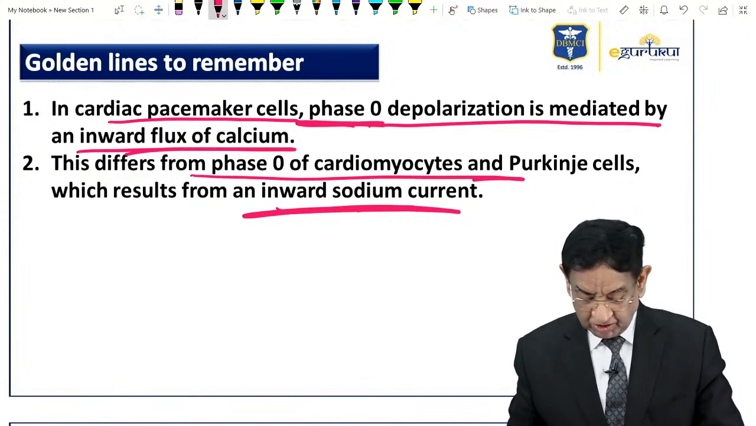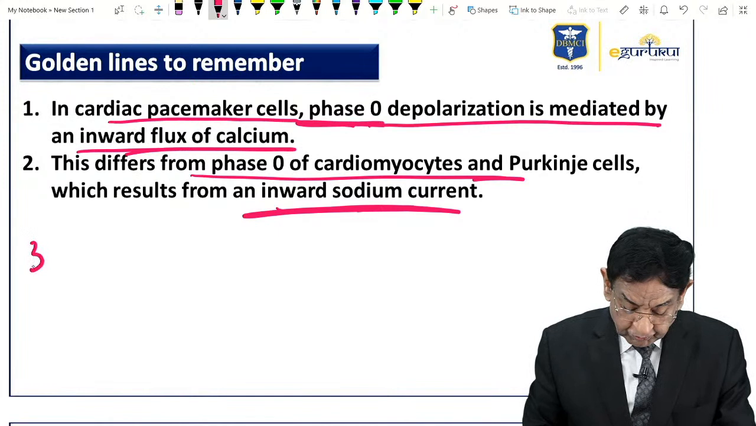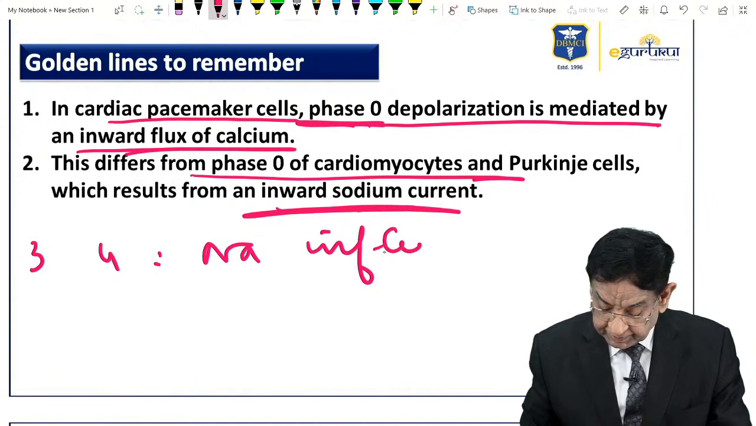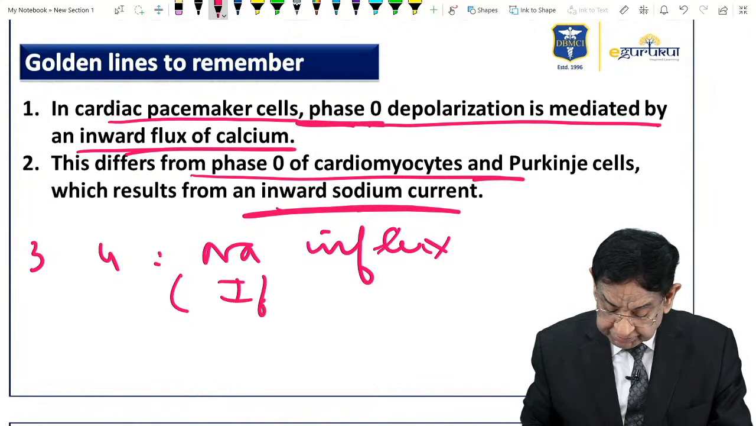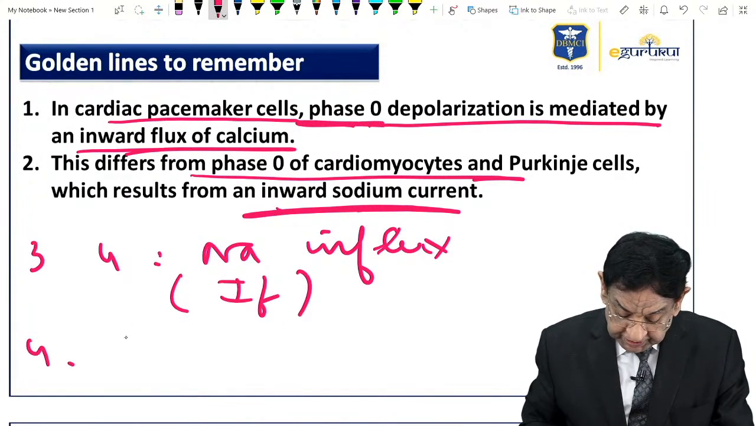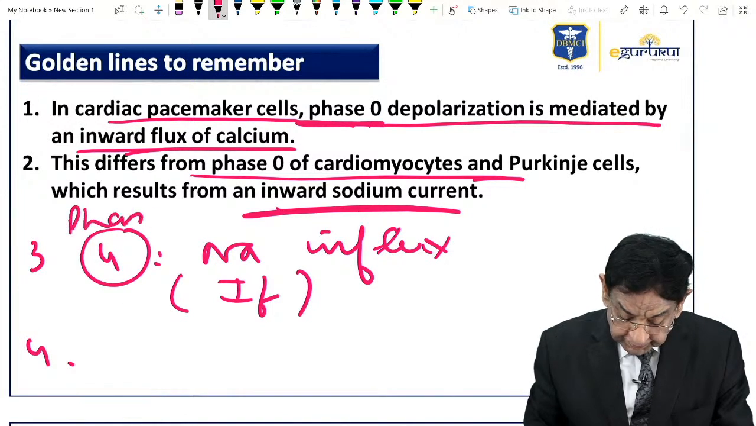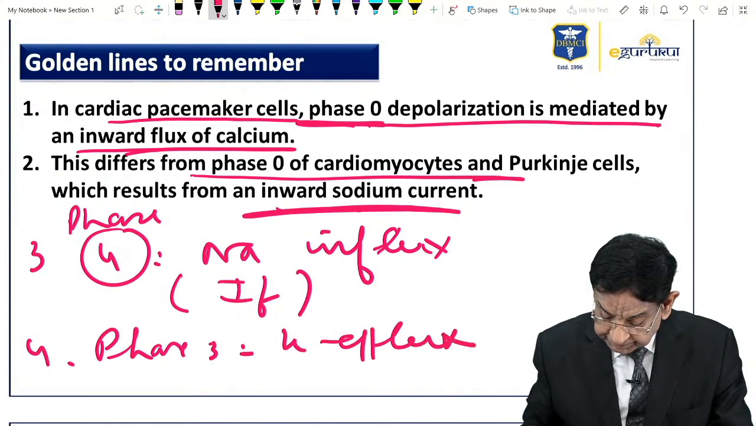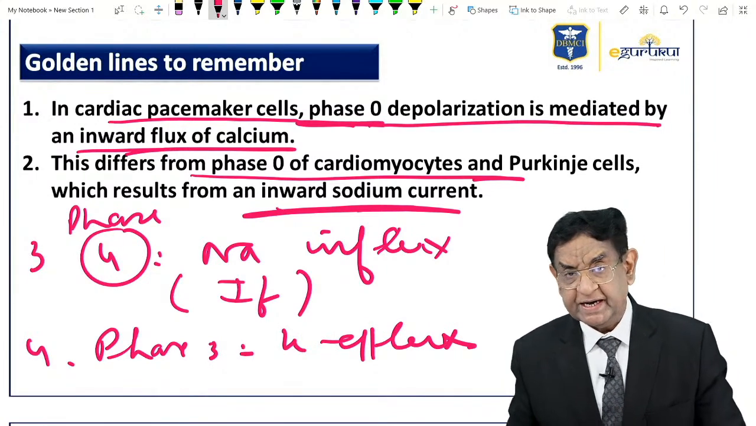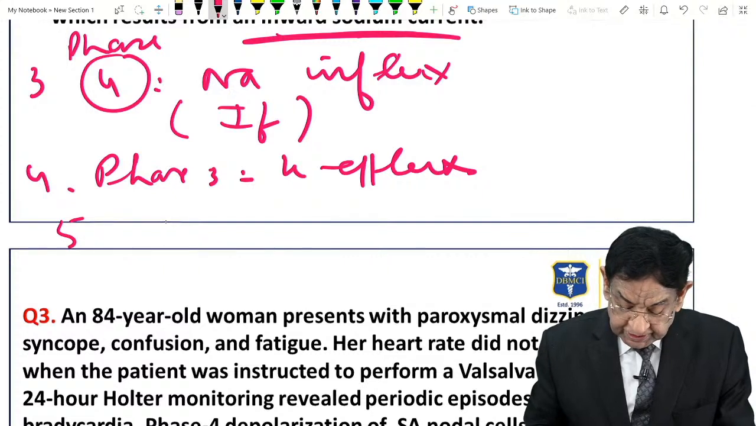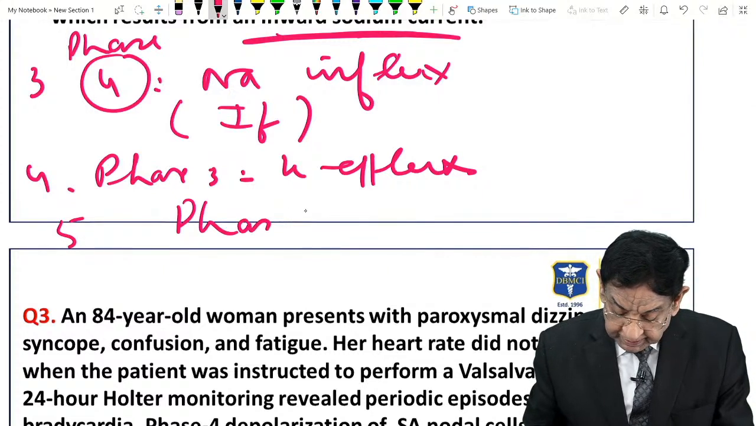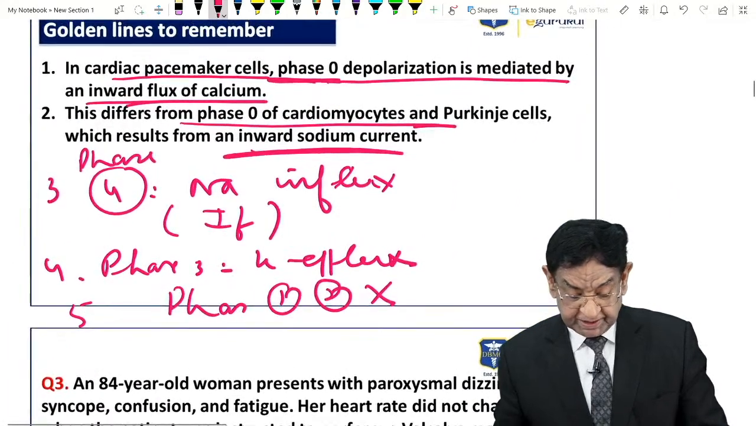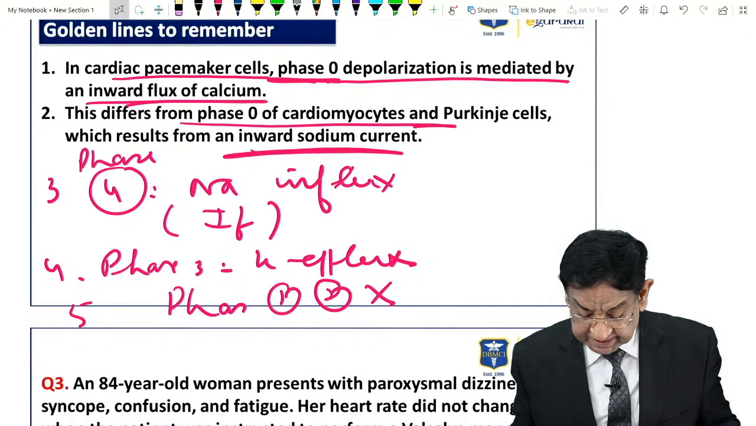This is the summary of what we discussed, and you can add more points. Phase 4 is sodium influx through the funny sodium channel. Now phase 3 is potassium efflux, which was there in the cardiac action potential also. And finally, no need to say that phase 1 and phase 2 are absent here. So friends, this is the entire summary of the SA node action potential.